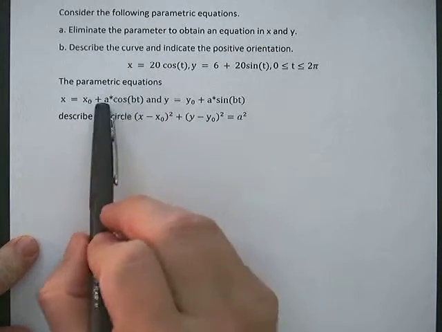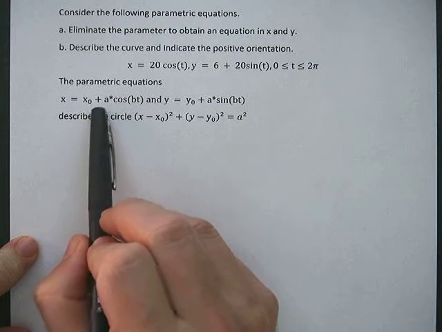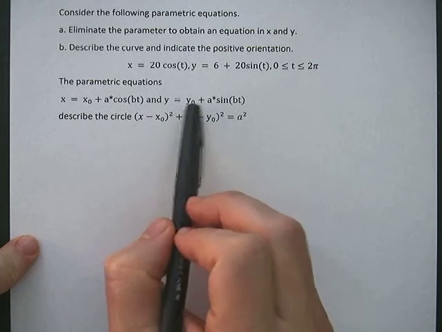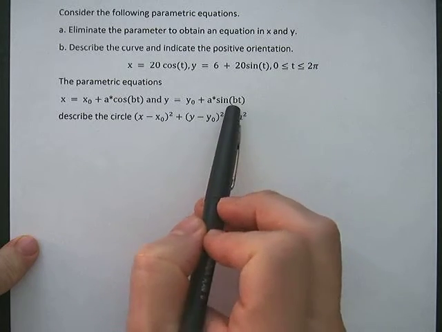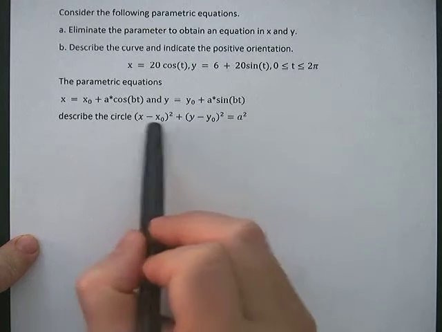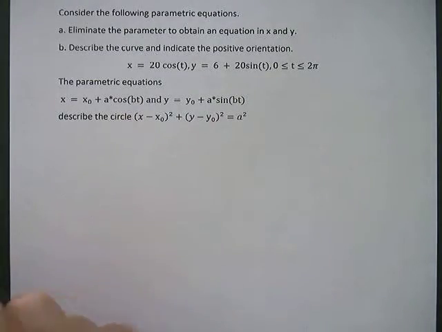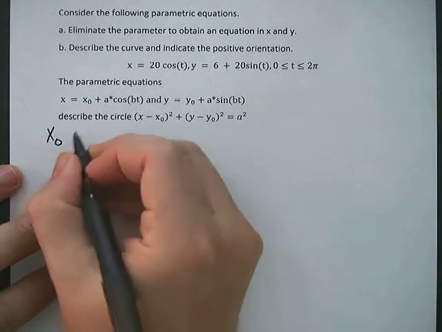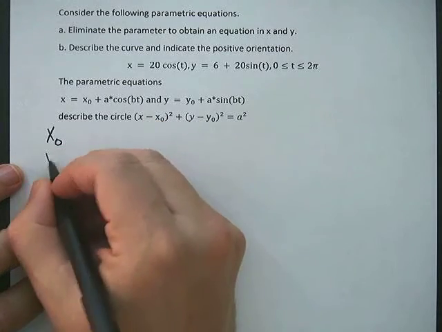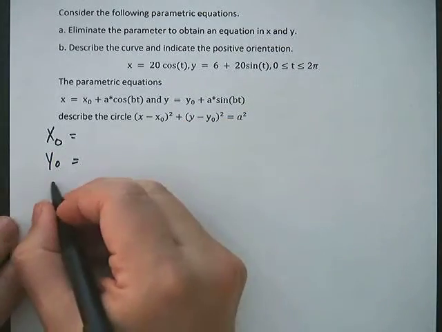We're also given that the parametric equations x is equal to x sub 0 or x naught plus a cosine of bt and y is equal to y naught plus a sine of bt describe this circle. Okay, so this is the Cartesian version of a circle. So the first thing that we want to do is figure out what is our x naught, what is our y naught, and what is our a value.